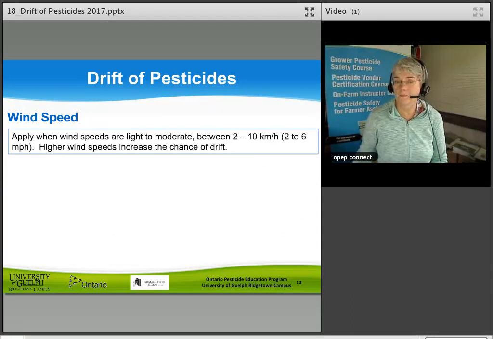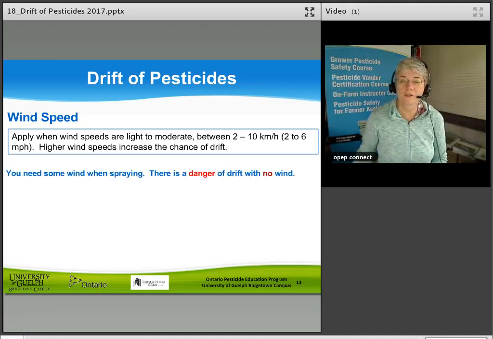Wind speed. We're talking about some of the weather conditions now, and apply when wind speeds are light to moderate. We're usually talking between 2 to 10 kilometers per hour, and if you're still thinking miles per hour, 2 to 6 miles per hour. Higher wind speeds, of course, increase the chance of drift.